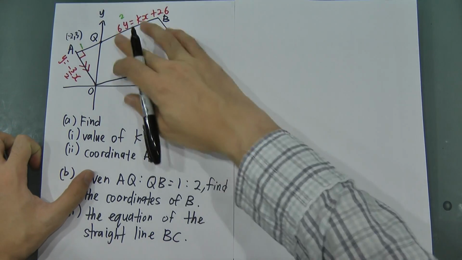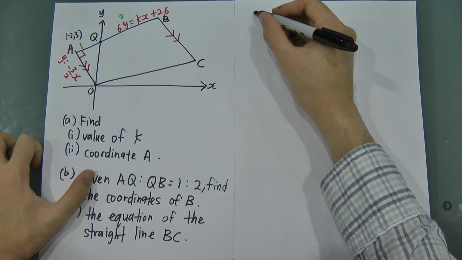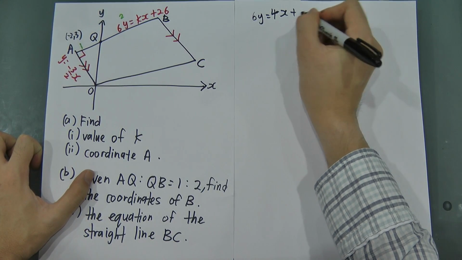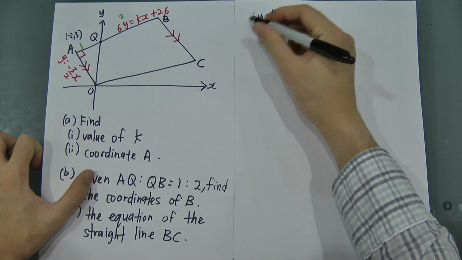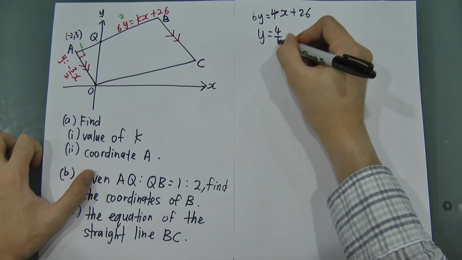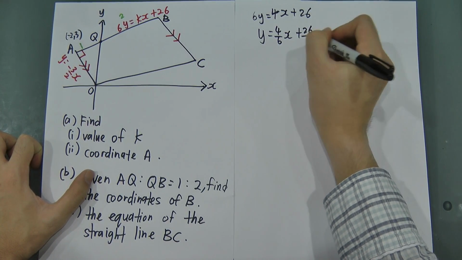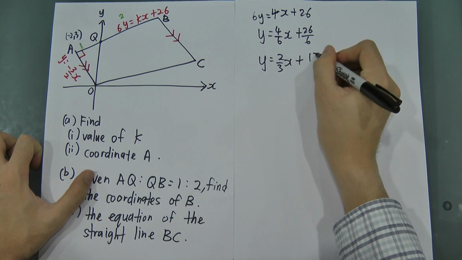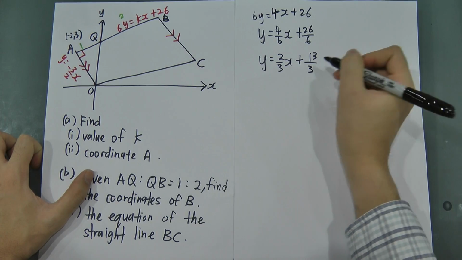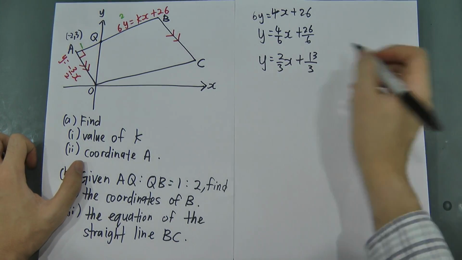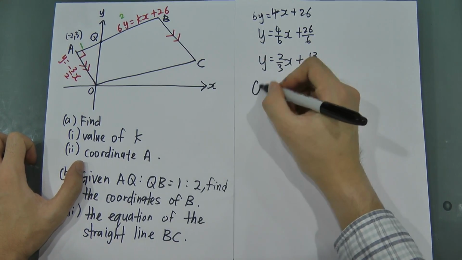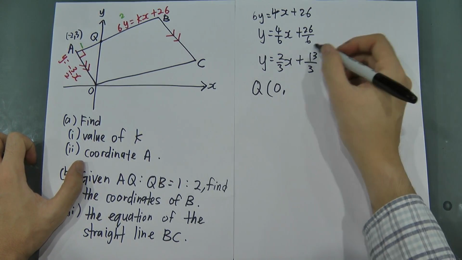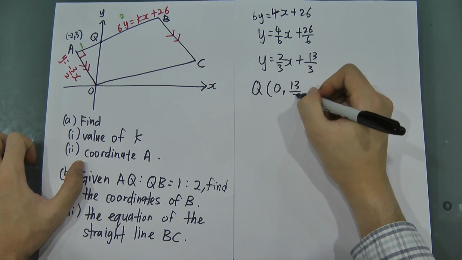Alright, so I'm going to rewrite this equation again. So 6y equals, k is 4, 4x plus 26. So y equals 4 over 6x plus 26 over 6. Simplify: y equals 2 over 3x plus 13 over 3. Then I'm going to find the coordinate of Q. Q is the y-intercept, so x equals 0, and y equals c, which is 13 over 3.